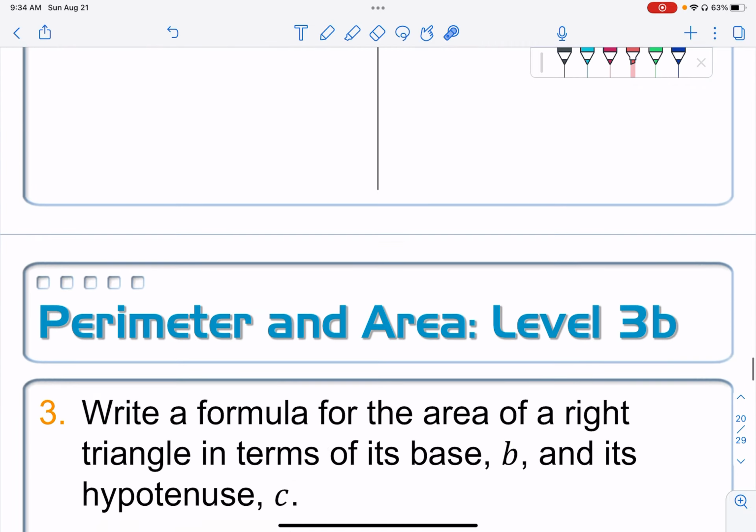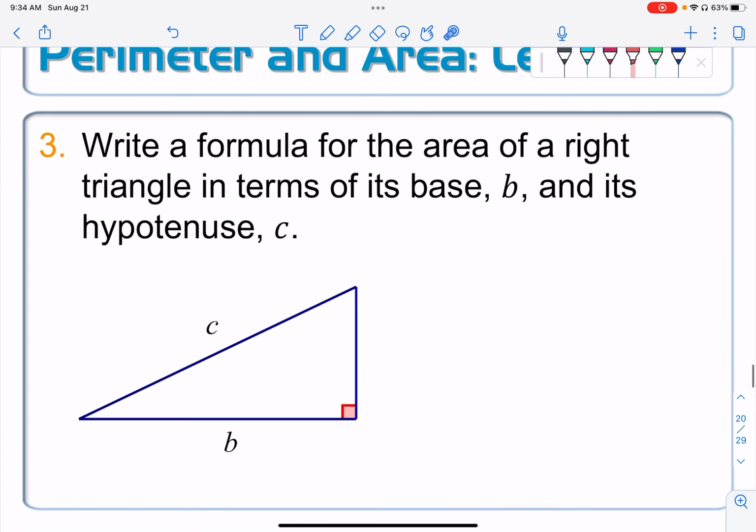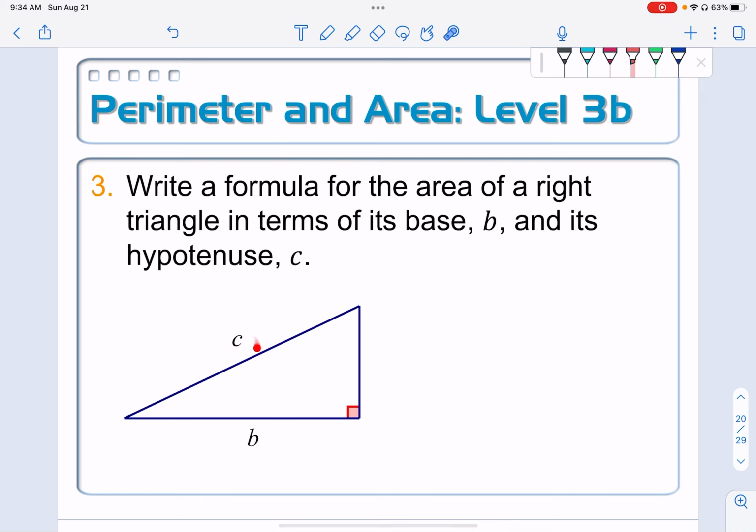And then the last one here, number three: write a formula for the area of a right triangle in terms of its base and its hypotenuse C.